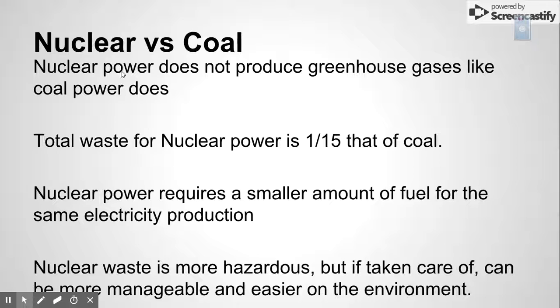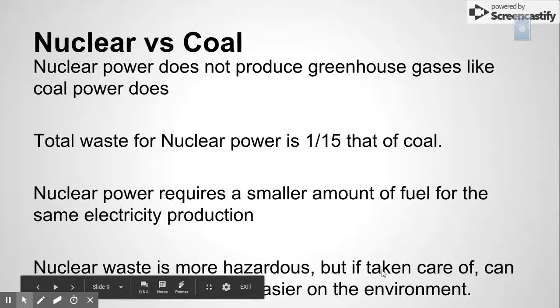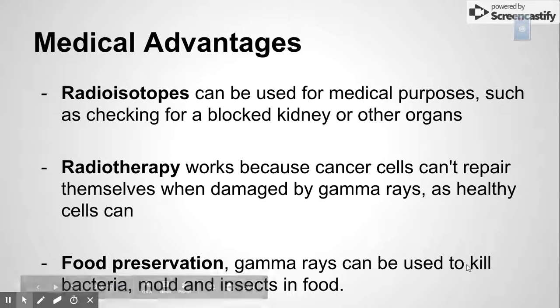Nuclear power doesn't make greenhouse gases like coal does, and your waste for nuclear power is only about a 15th of that of coal, and you don't need as much fuel to get the same amount of electricity. But of course, you got this radioactive waste. That's the kicker. Once you get this thing all up and running and everything, if we could find a way to get rid of the waste, then we'd have a perfect system.